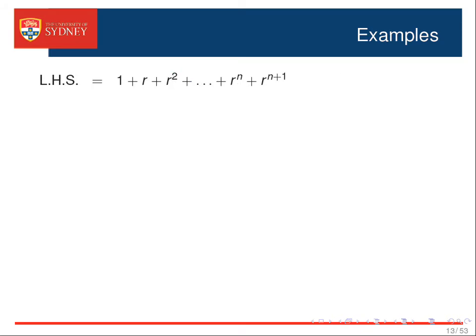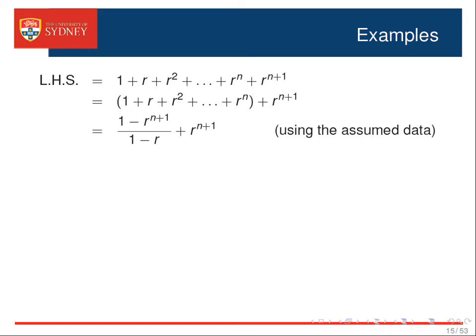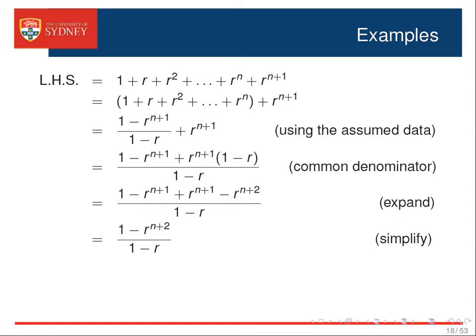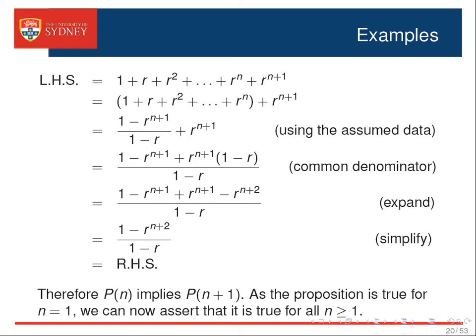The left-hand side of what we want is written here, and if we group it like this, we can rewrite all these terms like so, using the assumed data. Now put everything over the common denominator 1 minus r, expand the top, and notice that the r to the n plus 1's cancel. This is exactly what we wanted, and so we're done.